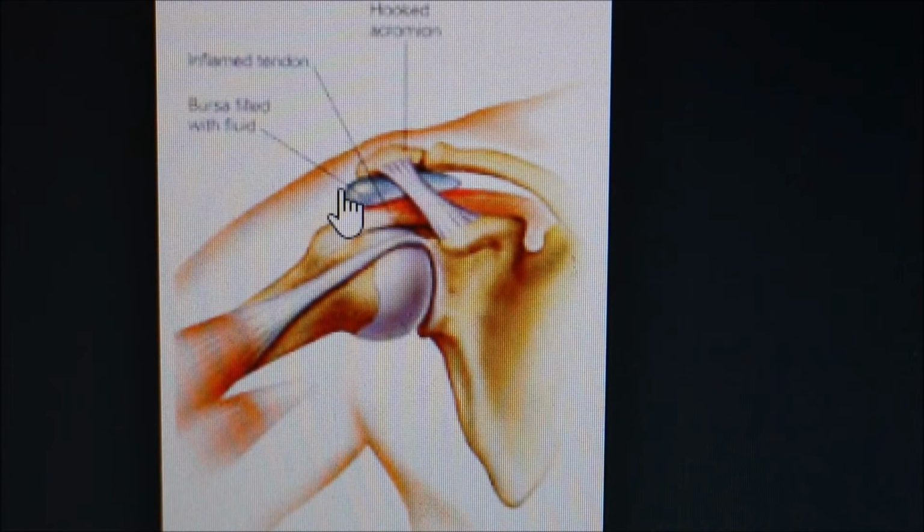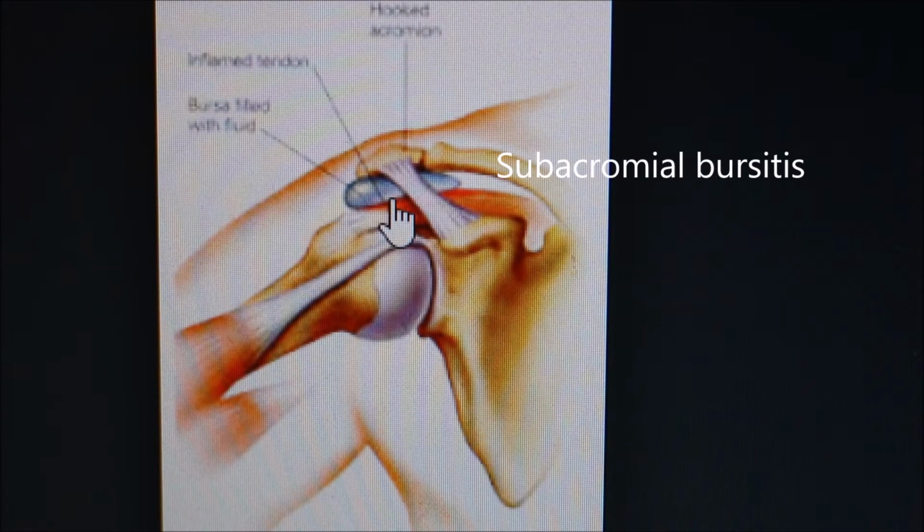This is what we call a bursa. It's a fluid sac that helps to reduce friction between the bone and the muscles when we're moving. And if you keep pinching it over and over again, this structure will start to get inflamed, and that's what we call bursitis.